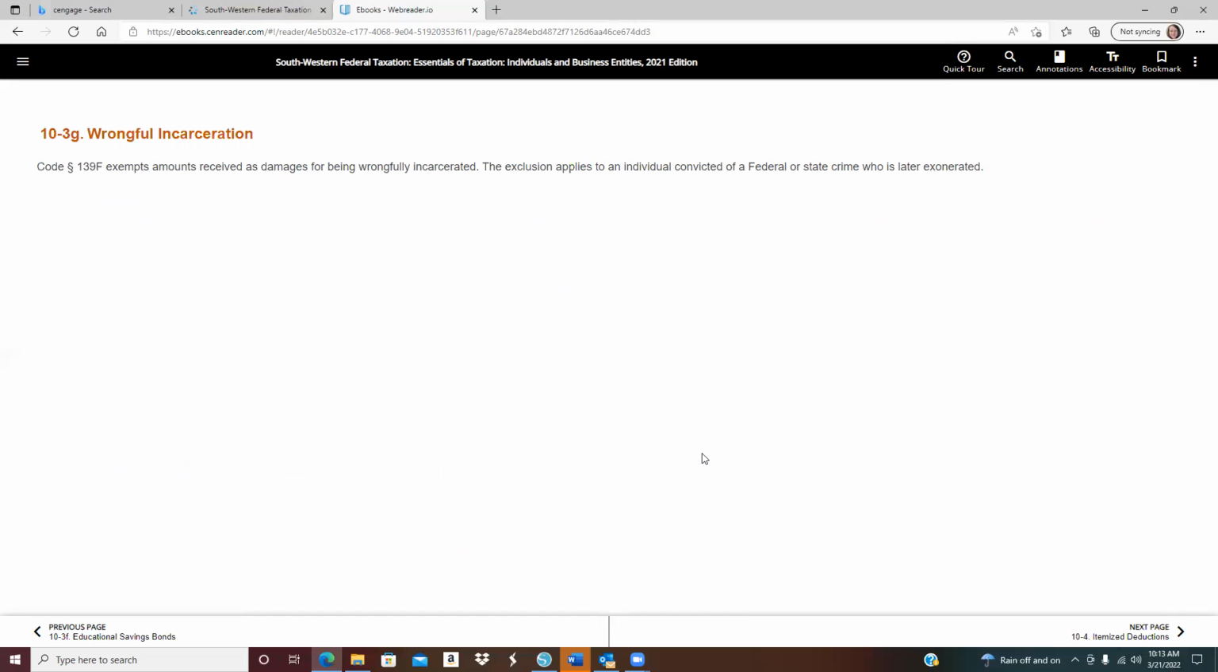Wrongful incarceration. So those are amounts received as damages for being wrongfully incarcerated. So if you are put in jail or prison and found to be wrongfully incarcerated, then usually the state pays you compensation, either federal or state. And that is considered excludable. You will not have to pay taxes on that compensation.